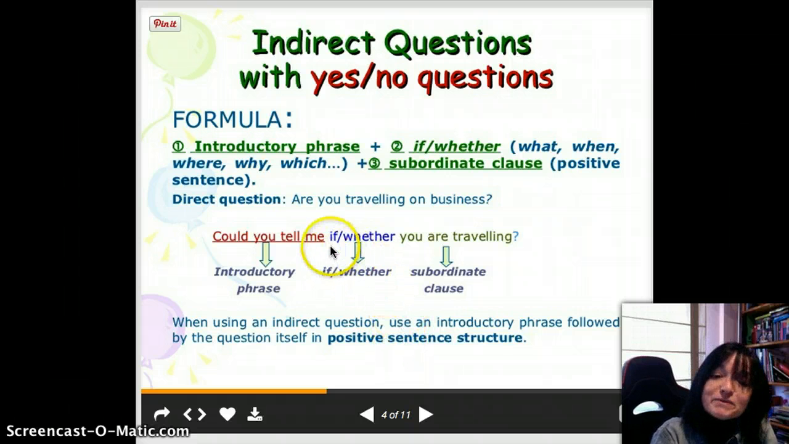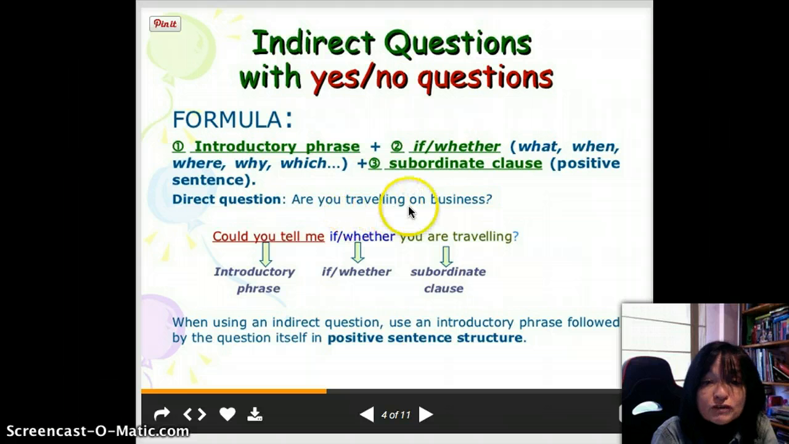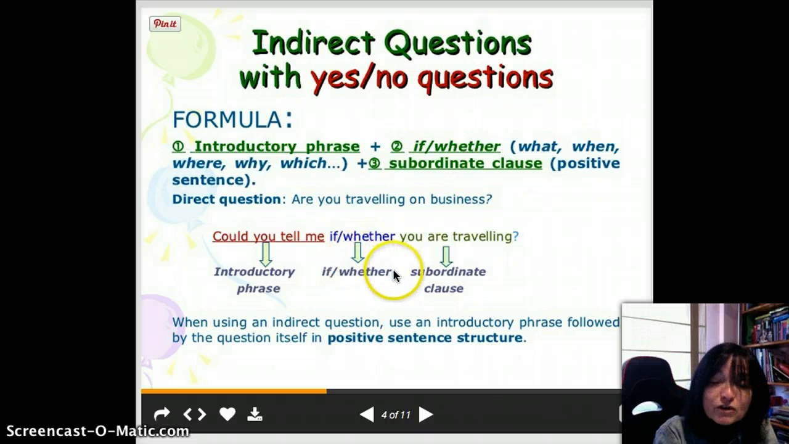However, sometimes in direct questions you don't have a question word. In questions such as, are you traveling on business? And when turning the direct question into the indirect question, you need words like if or whether. For example, could you tell me if you're traveling on business? Or could you tell me whether you're traveling on business?